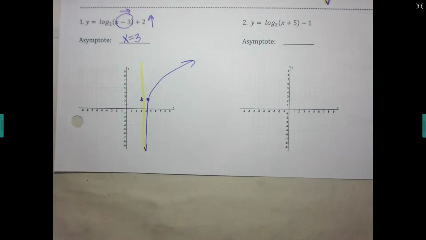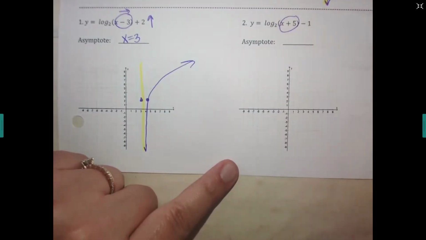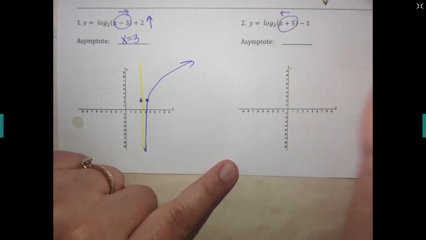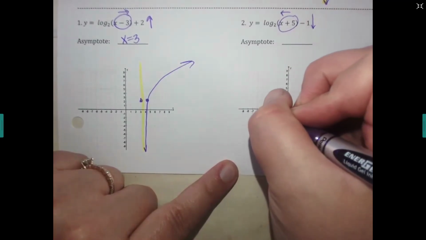Okay, take a look at number 2. My x has a +5 with it. Which way are we going to go? Okay, to the left 5 and then down 1. So that would be right here.